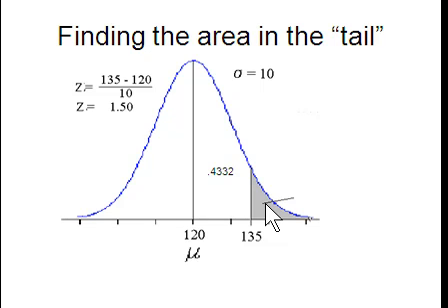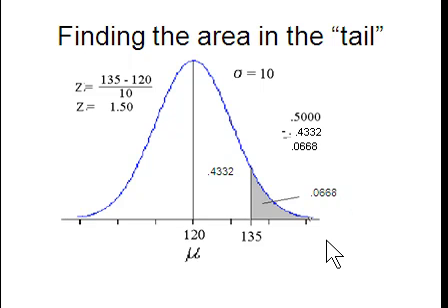Well, above 135, the table can't give us that directly. So we have to rely on a little bit of knowledge about the table, the fact that 50% of the curve lies above the mean. So if 50% of the curve lies above the mean, and we know that 43.32% are in here, then what's left over from 50% must be in here. So if I take 0.5 minus 0.4332, I'll get 0.0668. So that is the probability of getting a value above 135.